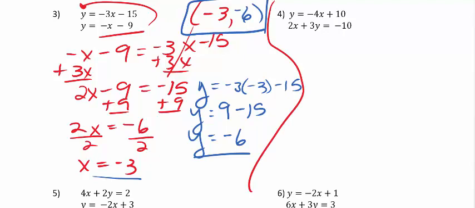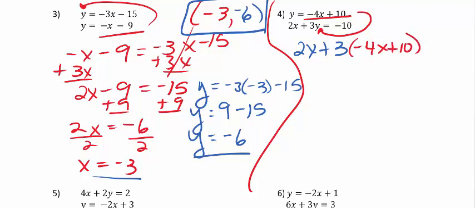and it's the solution to our system. In number 4, we have y alone in the first equation, and we can go ahead and substitute a -4x plus 10 in place of y in the second equation. So when we rewrite this, we have 2x plus 3, and then we're going to substitute in a -4x plus 10 in place of y, and all of that's going to equal -10.